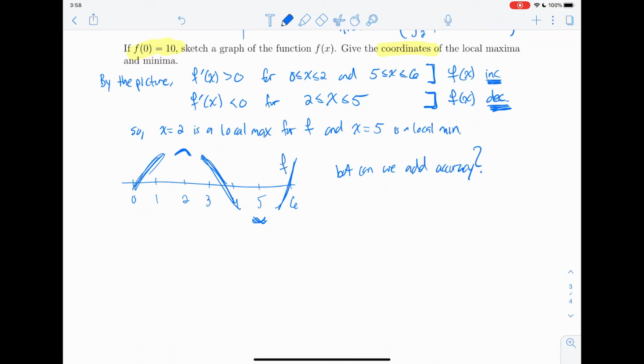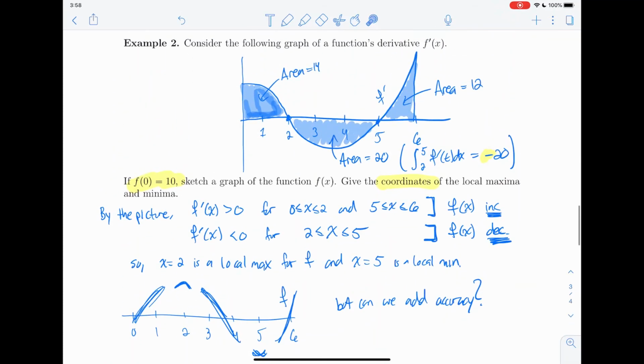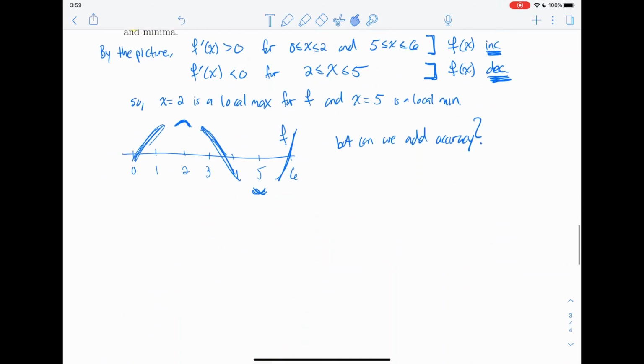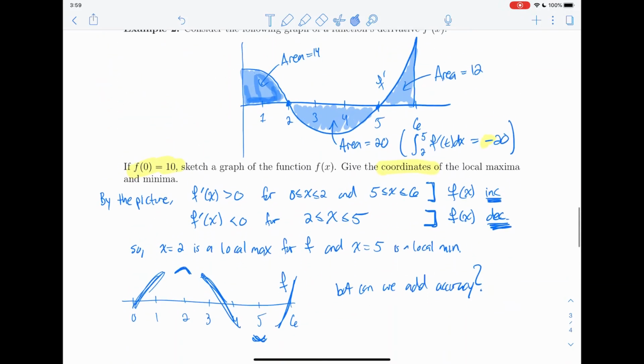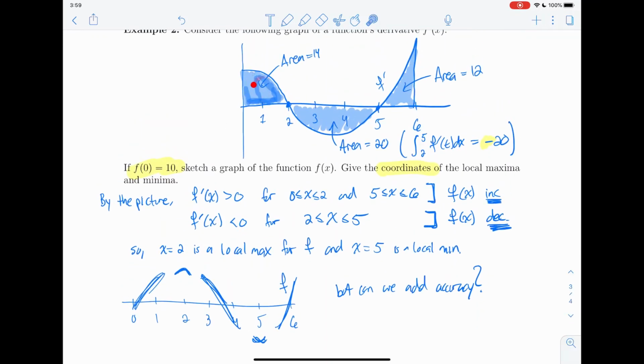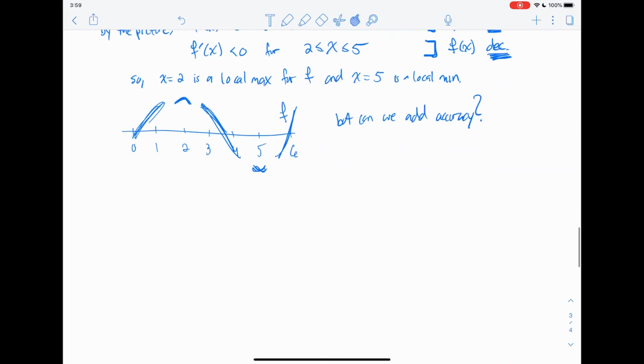Remember, this is a sketch of the graph f, but we really want to get the coordinates of the local max and mins. And the question is, how can we get information about the coordinates of an antiderivative if all we're given is information about the area under the curve of its derivative? And this is where the fundamental theorem of calculus comes in. So let's take the first region. This region has an area of 14. So that means the integral of f prime, because that's what this graph is, the integral of f prime from 0 to 2 is going to be equal to 14.